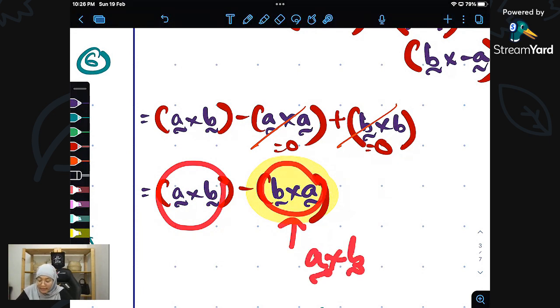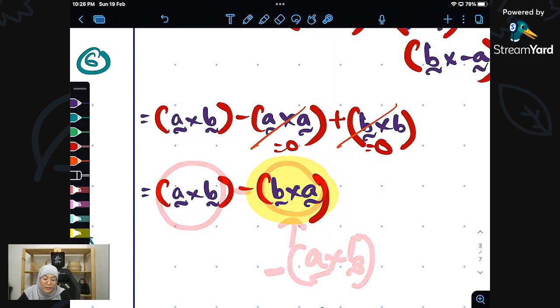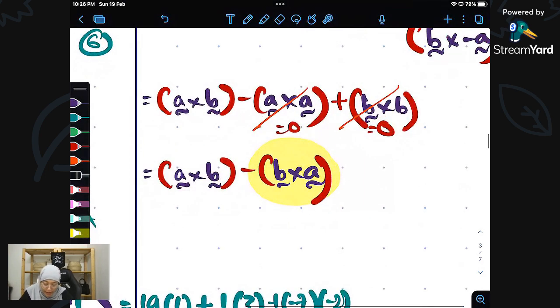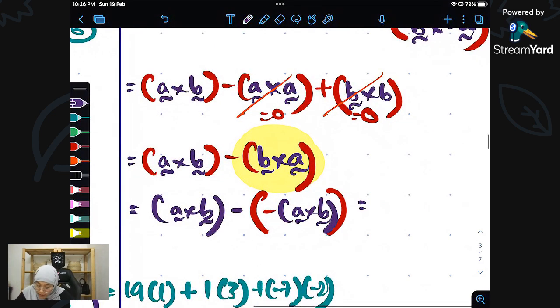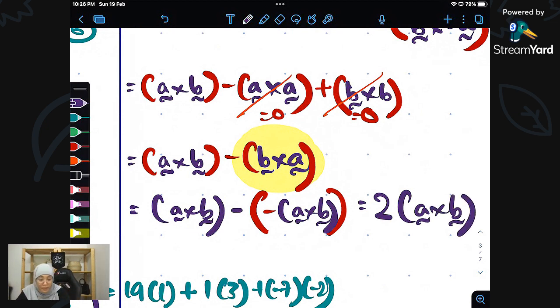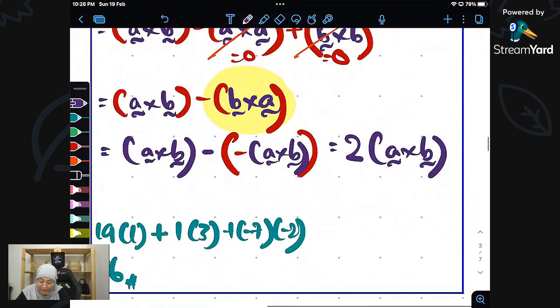Tetapi kena hati-hati. Dia mesti ada negatif di hadapannya. Okay, negatif bertemu negatif akan jadi positif. So careful lah. So dia akan jadi A cross B minus with bracket, negatif apa? Negatif A cross B. Therefore kita akan dapat dua jawapan, 2 darab A cross B. Settle. Tak settle lagi, sabar dulu. Not yet finished.